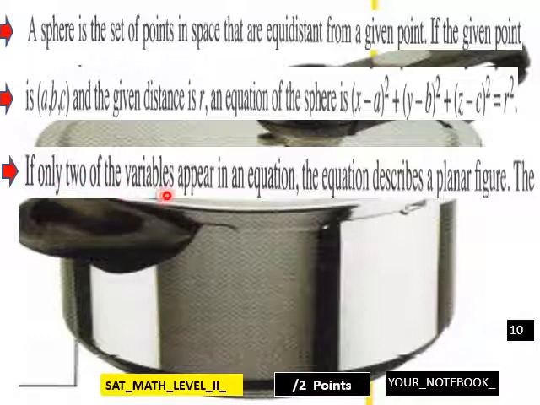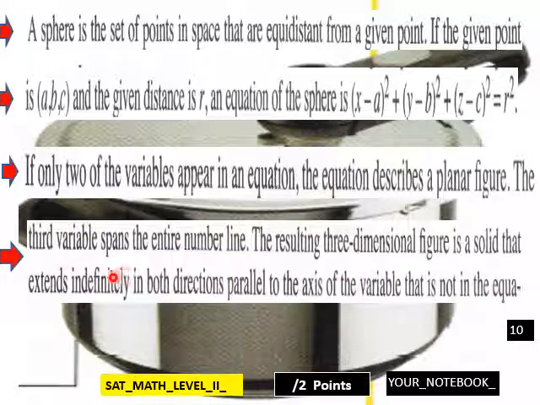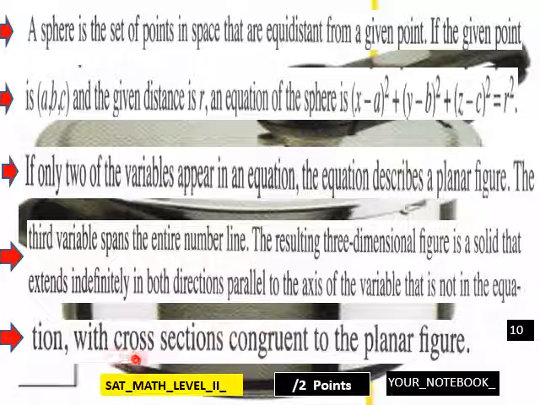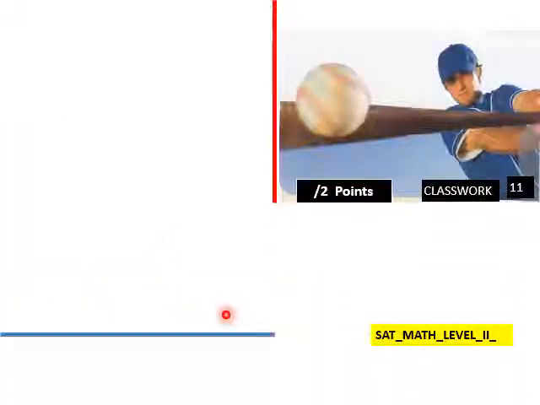If only two of the variables appear in an equation, the equation describes a planar figure. The third variable spans the entire number line. The resulting three-dimensional figure is a solid that extends indefinitely in both directions, parallel to the axes of the variable that is not in the equation, with cross-sections congruent to the planar figure. Okay, there's a lot of words there. So we definitely would need a visual of that.